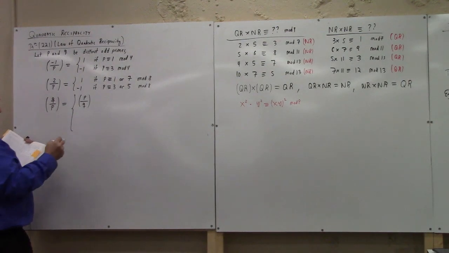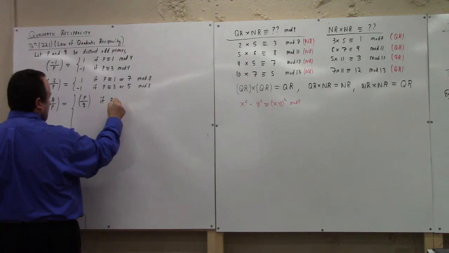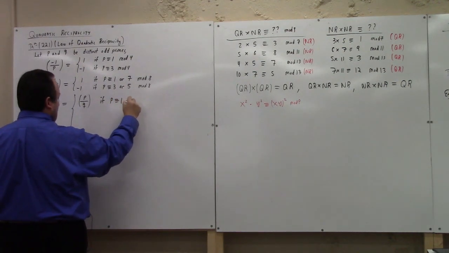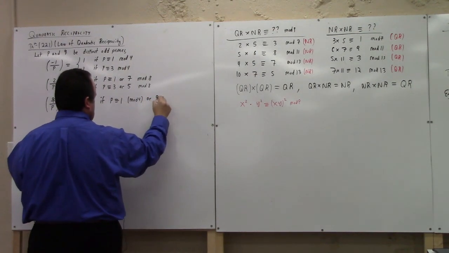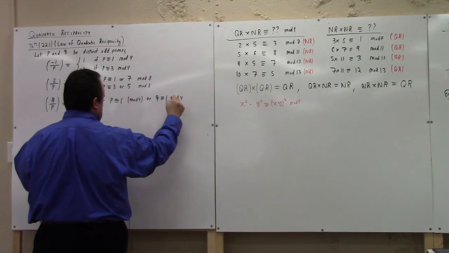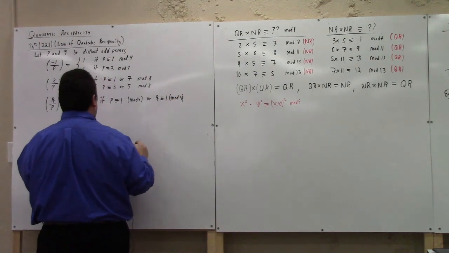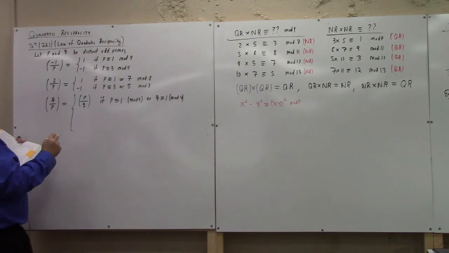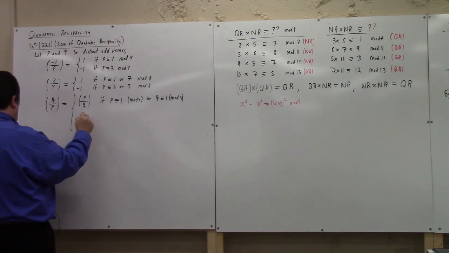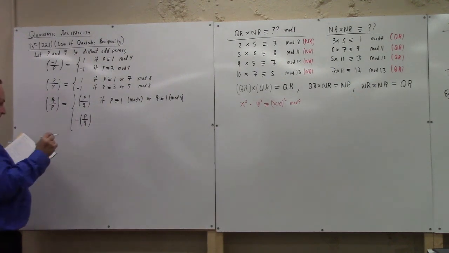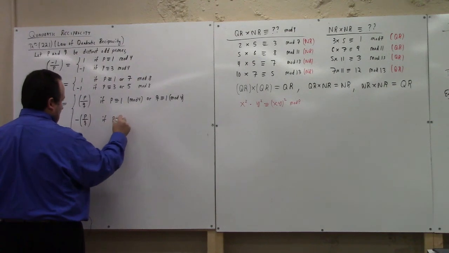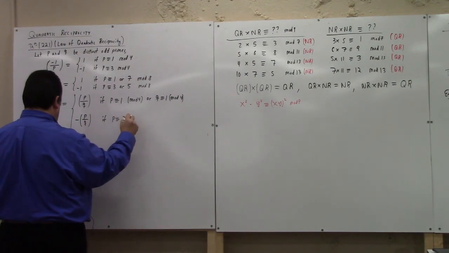If p is congruent to 1 mod 4 or q is congruent to 1 mod 4. So if either one of them is congruent to 1 mod 4, free license to go flippy floppy. However, it's minus p over q, so still flip-flop, but just a minus, right? Which completely changes the outcome, right? But, and this is if p is congruent to 3 mod 4.